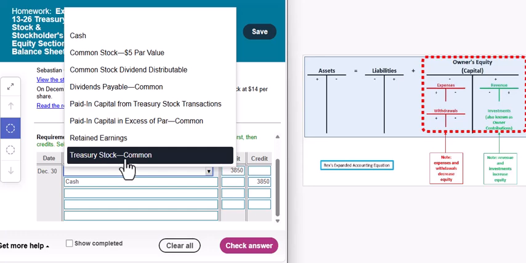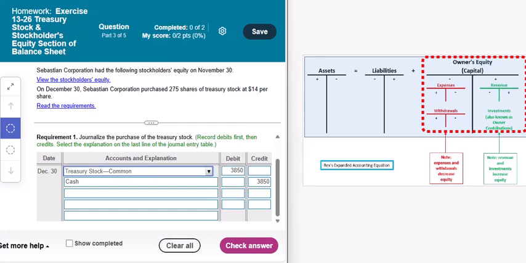So we're debiting treasury stock common, since we are getting treasury stock in return for the cash. Remember, treasury stock is a contra equity account. Contra means it's the opposite of equity. Equity increases on the credit side, and since treasury stock is a contra equity, it's going to increase on the opposite side. Therefore, as we buy treasury stock, it goes up on the debit side. So that is why we are debiting treasury stock. And then we have our explanation at the bottom: purchased treasury stock.